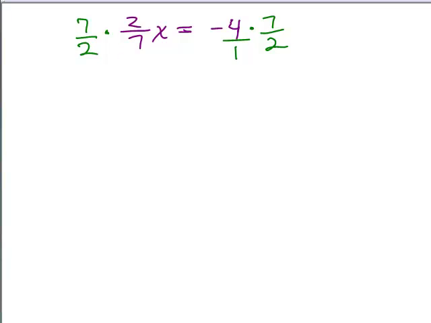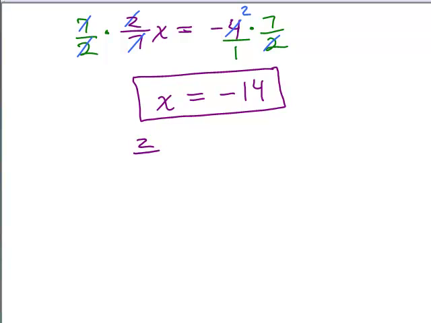So let's see what cancels on the left. The 2's and the 7's both cancel. That's great. So we're going to have x equals. Now over here, be careful. We have a negative times a positive. So our answer is going to be negative, right? And we can either think of that as 28/2, right? Multiplying the 4 times 7/2, or we can cancel the 2 into the 4 twice. I've already taken care of the negative sign, so the 2 times 7 part would be 14.